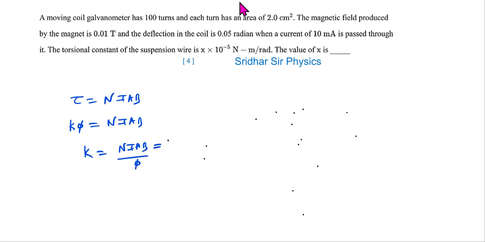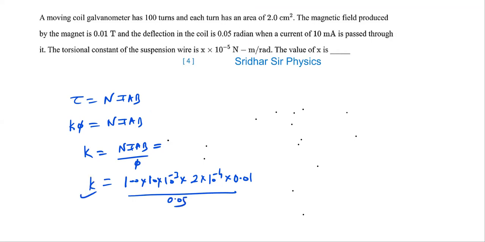We are asked for the value of K. So the number of turns is 100, current 10 into 10 to the power of minus 3, area 2 into 10 to the power of minus 4, magnetic field 0.01, and the deflection is 0.05. We'll get the torsional constant.